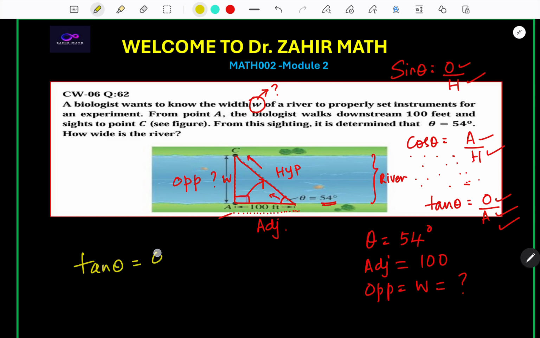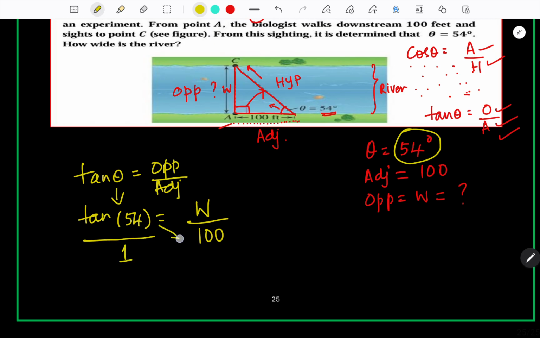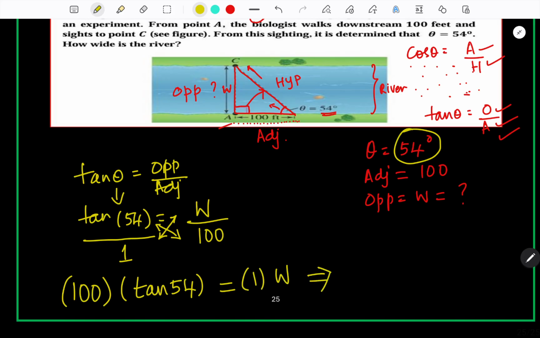Tan theta is equal to opposite divided by adjacent. The value of theta which is given is 54 degree, which is equal to opposite, how much? I need to find W. Divided by adjacent, how much? 100. Okay, right. So I keep it as 1. So cross multiply, okay, in Arabic it is called magas, right? Yes. So what are we going to do? 100 multiply tan 54 is equal to 1 multiply W, right?